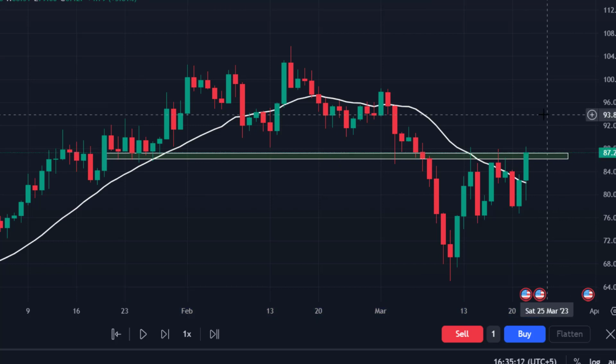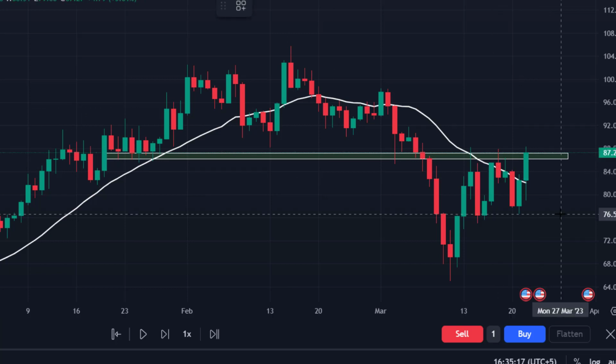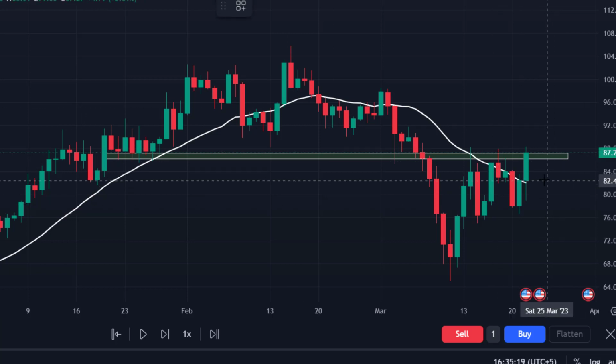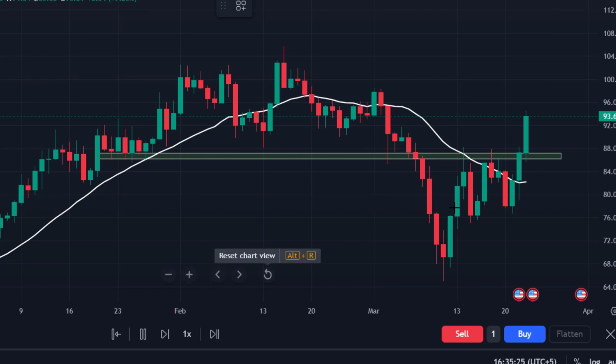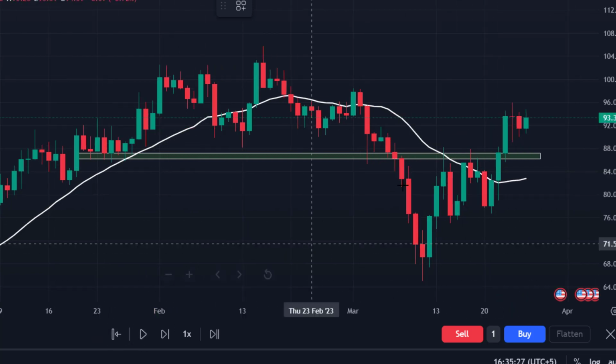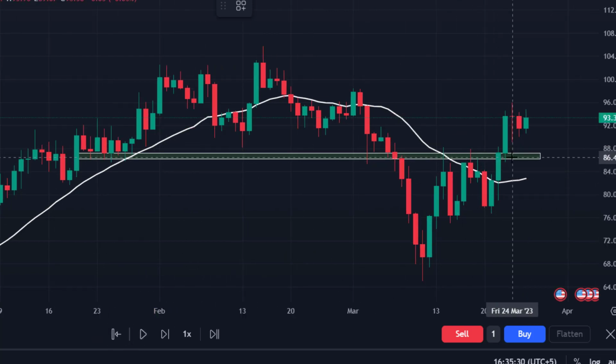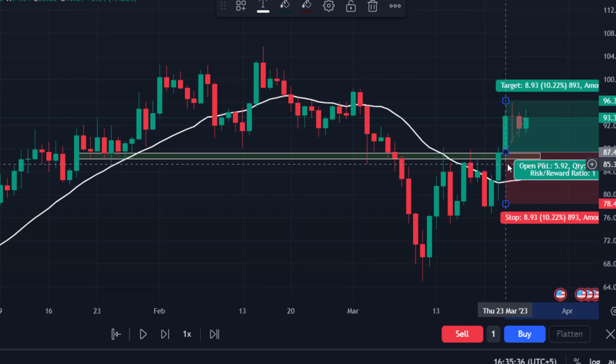So the first condition is in here, the candle just breaks out of the moving average, and then the candle is just trying to break the resistance level. Now if I show you the next candle, you can see, okay, finally we just break out this resistance level. So your entry point will be from the next candle in here. This is your entry point.